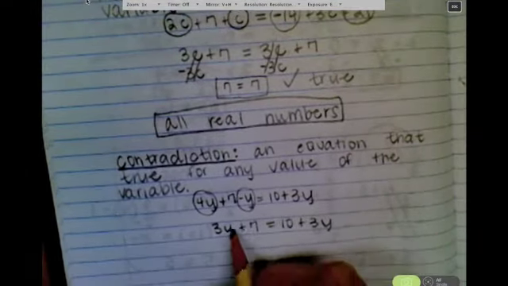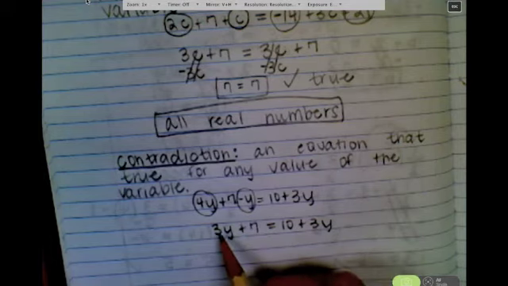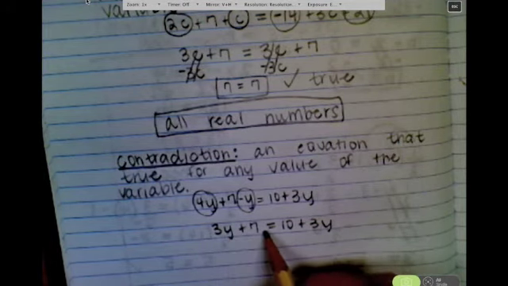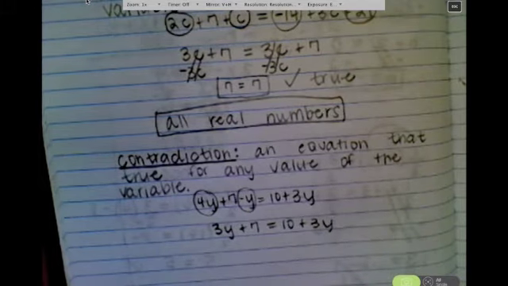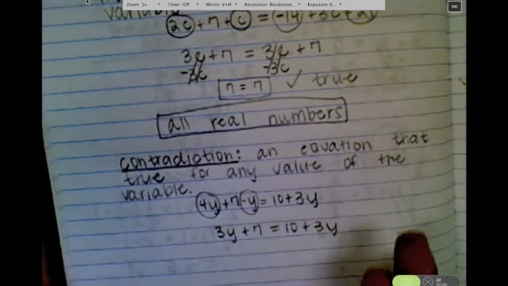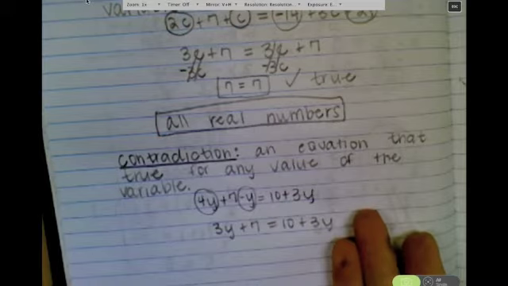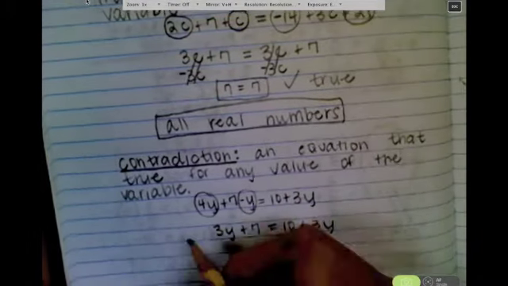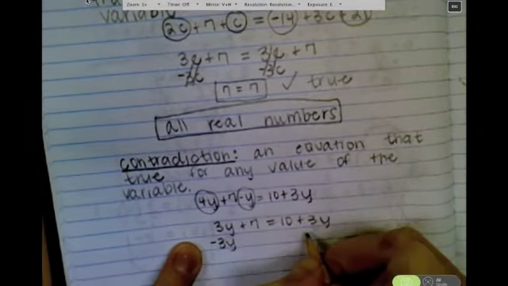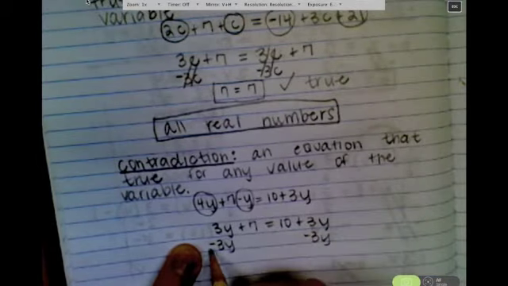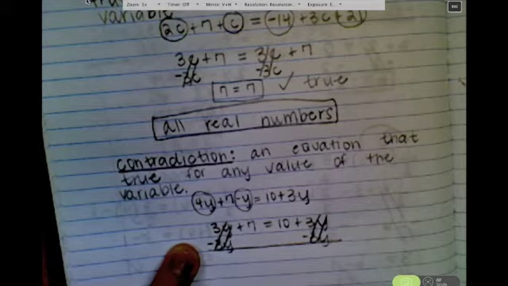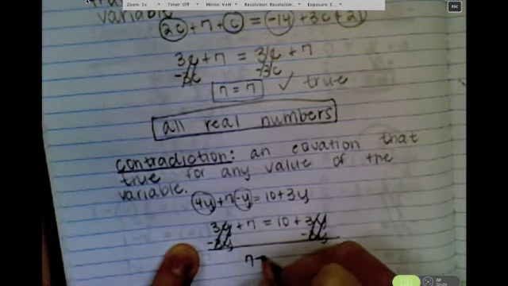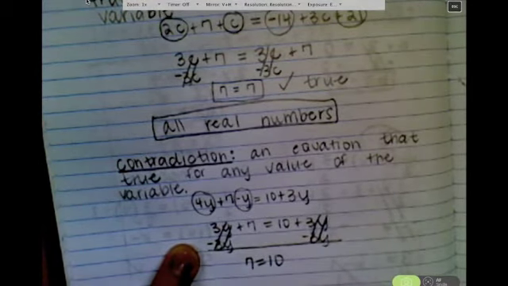Some of you may already be noticing that it doesn't seem to make sense that 3 times y plus 7 would be the exact same thing as 3 times y plus 10. If you don't notice it yet, you would keep going. You want to move the variables to one side of the equal sign. So we're going to take away 3y from both sides. What happens here is that it cancels out from both sides, and all I'm left with is 7 equals 10.